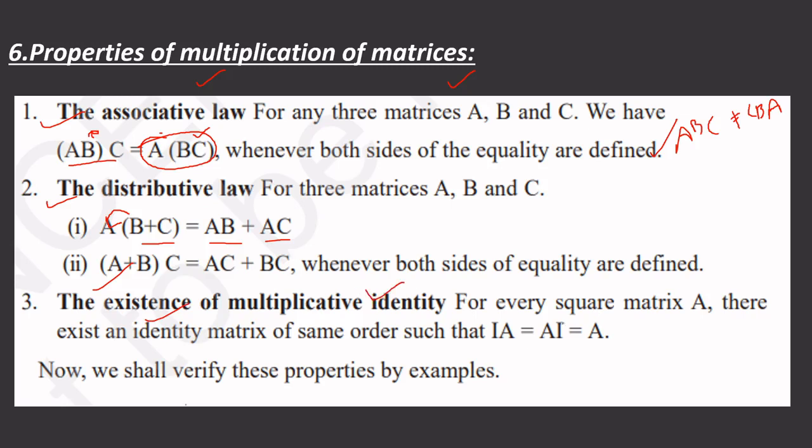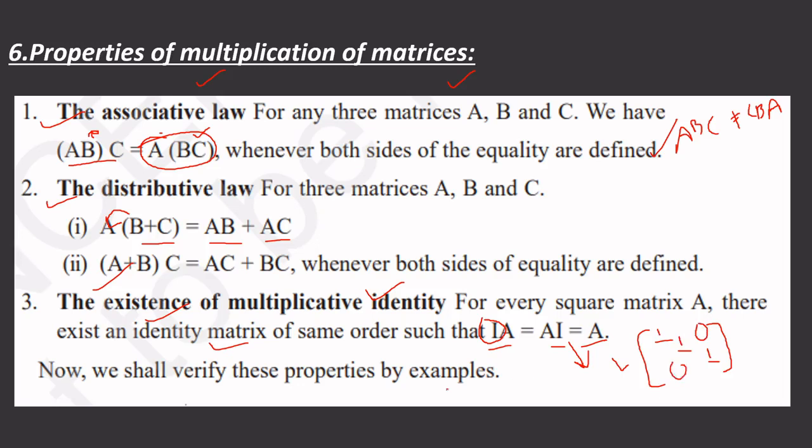For a square matrix A, there exists an identity matrix I of the same order, such that AI equals IA, which is equal to A. And what is the I matrix? We can say that I is an identity matrix. We have learned what the identity matrix is in our first and second slides, I think. The I matrix is none other than a diagonal matrix whose diagonal elements are 1, and the upper triangular and lower triangular parts have zeros.